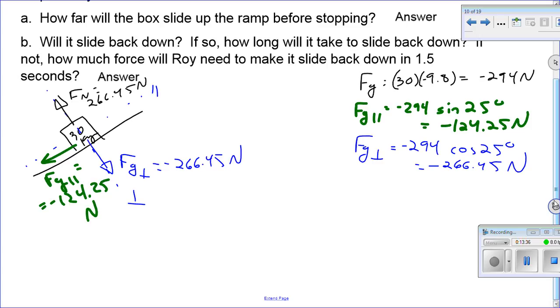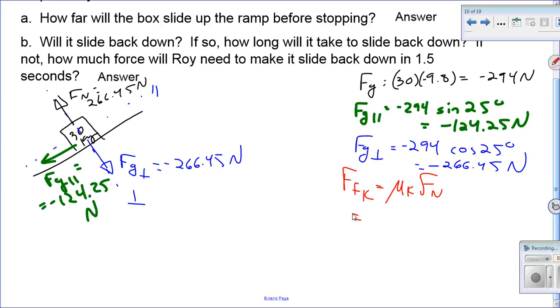What should I do next? Friction, right? What kind of friction do I want? Kinetic, right? Because the box is sliding until it stops. So everything in this problem is going to be about kinetic friction. So my force of friction kinetic is going to be my coefficient of kinetic friction times my normal force, which for me, what was the coefficient? Was it 0.25? 0.4? What? Oh, I found the wrong problem. Thank you. Times my normal force of 266.45 gives me, where did I put my papers? 106.58.